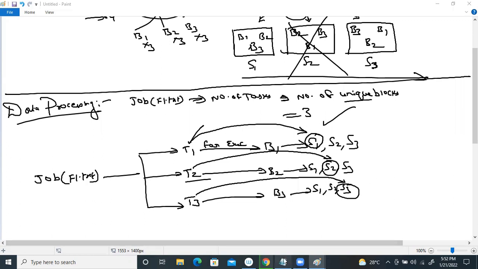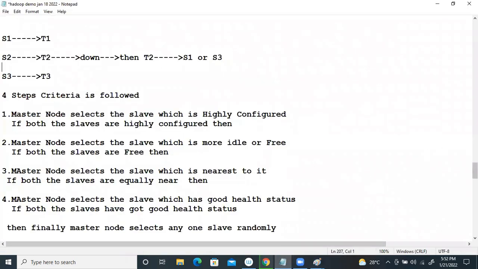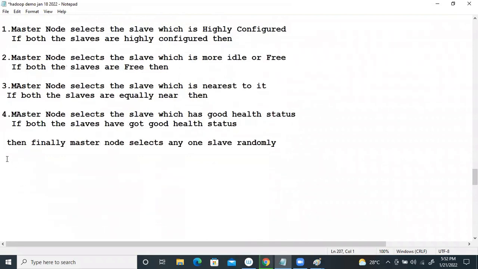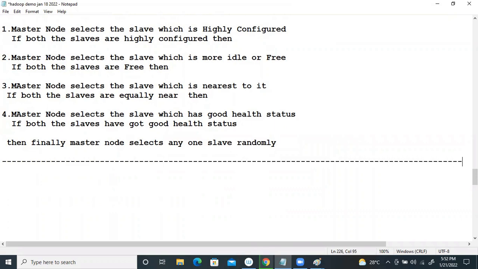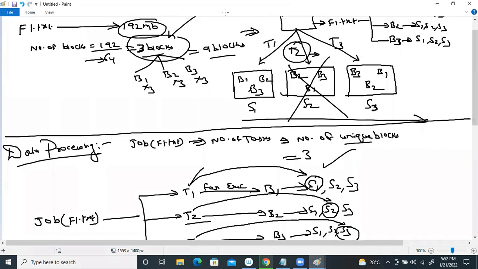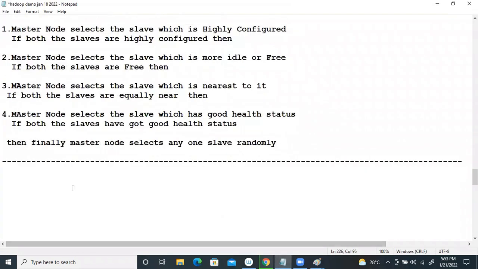So coming back to our discussion, this is the 4 steps criteria. Now, the process of assigning the task T2 to any of the available slaves, whenever any slave goes down, then the task of that slave is assigned to any of the available slaves. This process we call the fault tolerance mechanism. What do you mean by fault tolerance?